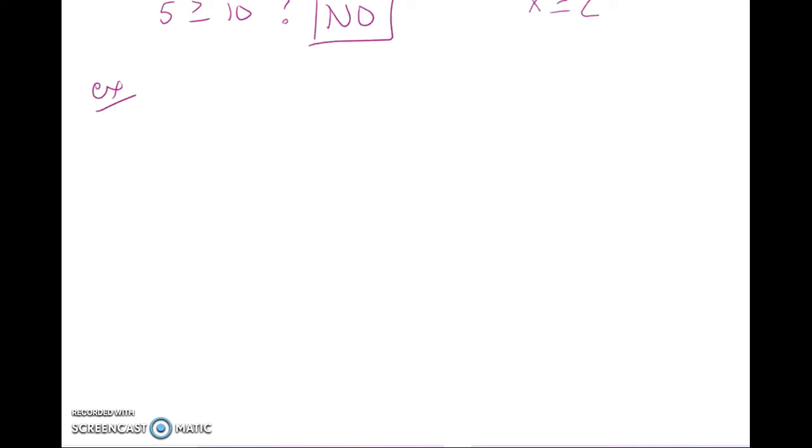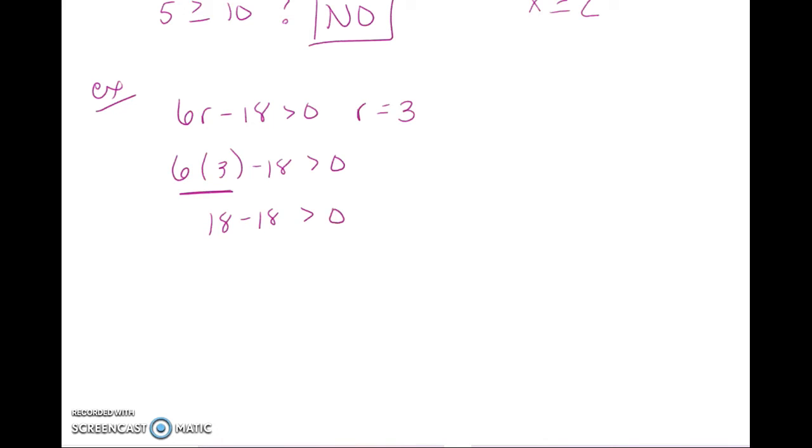What if we had 6r minus 18 greater than 0 when r is equal to 3? Okay, we're going to go ahead and do our substitution. So for r, I'm going to write 3. And keep everything else the same. Make sure that we do the multiplication first before subtraction. And then we're going to go ahead and subtract. 18 minus 18 is 0.